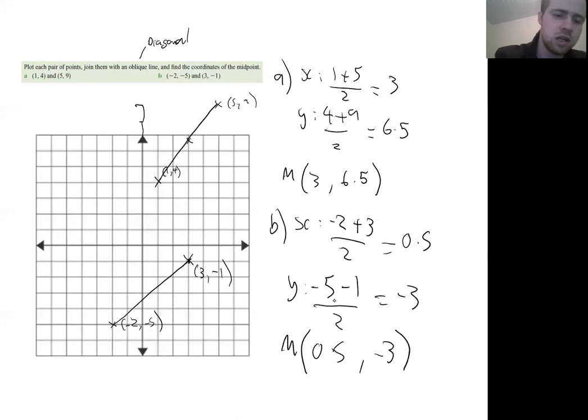If we look at that here, it's going to be just here. You can see in between the middle of those points. So remember, if it's horizontal, just average the x's. If it's vertical, average the y's. If it's diagonal or oblique, average the x's and average the y's, and then you get your midpoint.